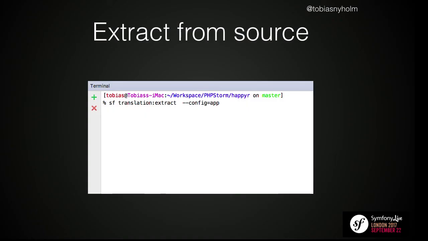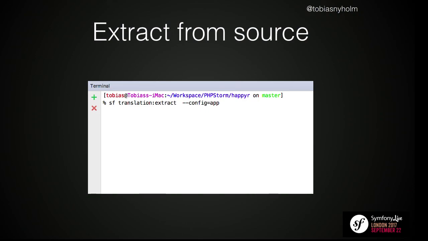What is cooler is extracting translations from source. Basically it looks at your source code, finding all the keys, and then adds them to your translation files. This works for most translations, naturally not all, because it's really, really hard to do static analysis on your source code and find dynamic translations. So it only fetches the simple ones, but most of your translations are simple ones.